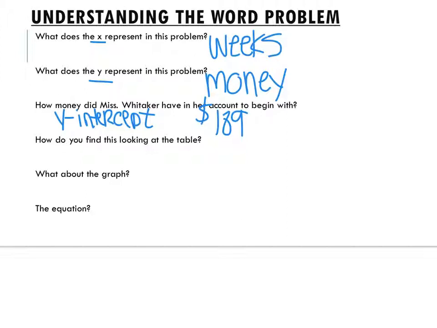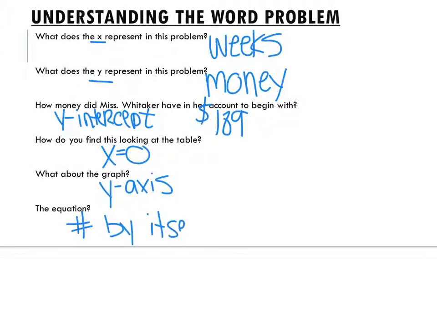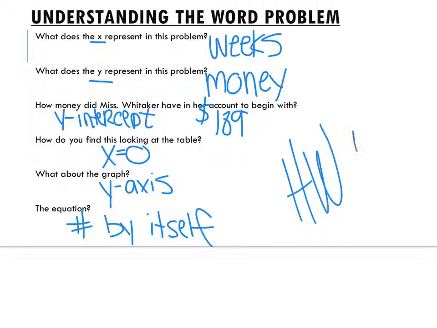How do you find this? Looking at the table, where x is 0. How do I find this looking at the graph? The y-axis. How do I find this looking at the equation? The number that's by itself. Ta-da! If you don't have any of this down, go ahead and pause the video. Make sure you have these things down. They'll be very helpful when you do your homework.